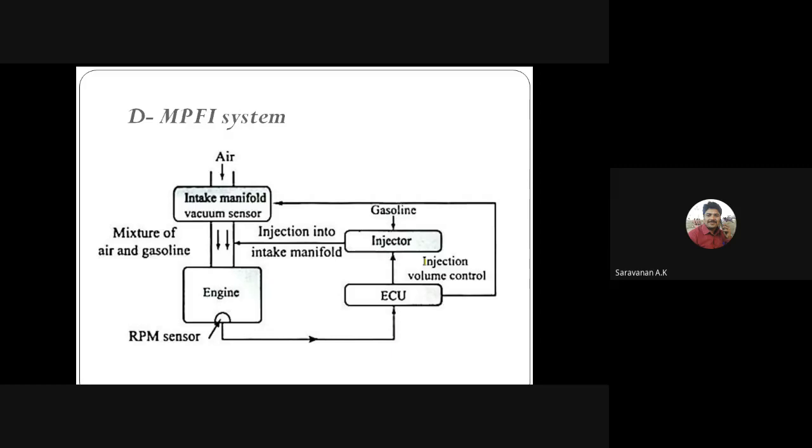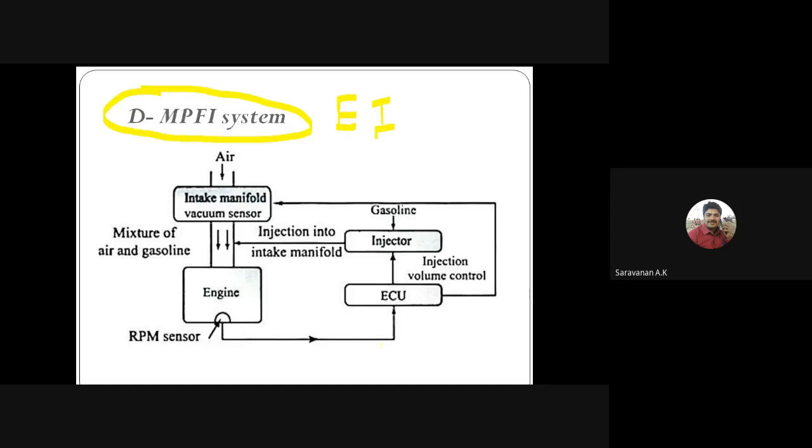The multi-point fuel injection system is basically classified into two types. One is the D multi-point fuel injection system, and the other is the L multi-point fuel injection system. The D multi-point fuel injection system is a manifold fuel injection system. It is an electronic fuel injection system, incorporated with sensors and the control unit, the ECU.